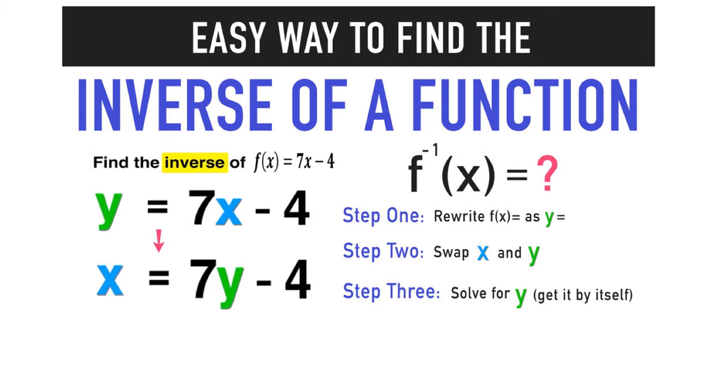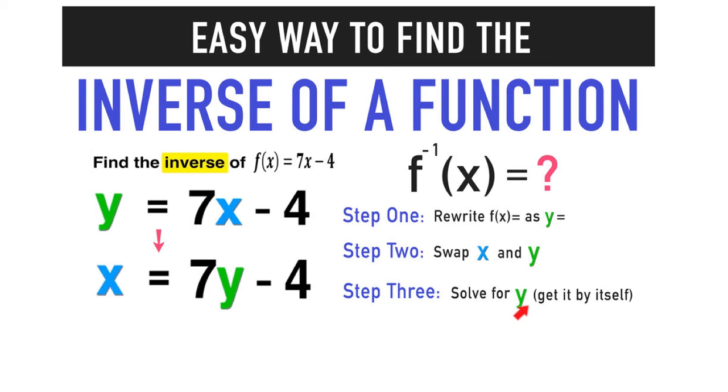Here's your step-by-step directions on how to find the inverse of a function. So if we're going to find the inverse of this, f of x equals 7x minus 4, step 1 is to rewrite f of x equals as just y equals. So instead of f of x, we put in y. Then we swap the x and the y. So we switch them here. Remember, an inverse function has x and y switched.